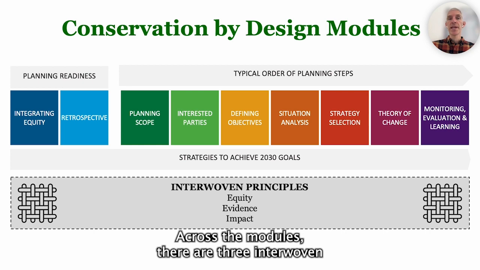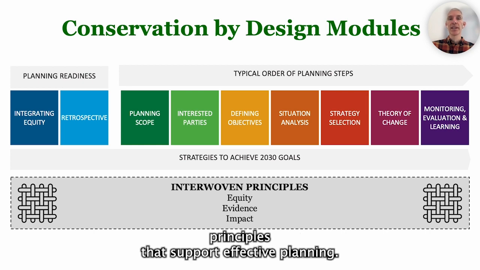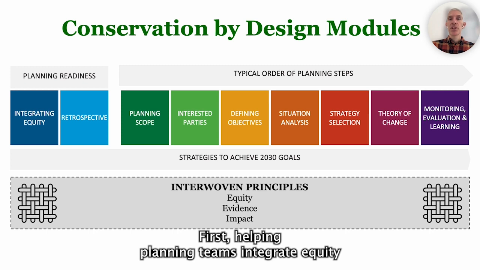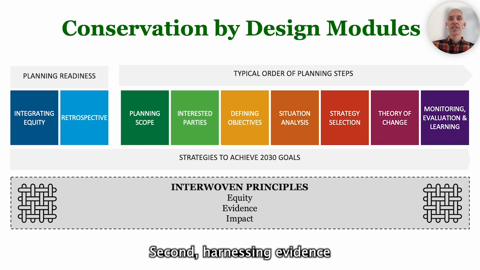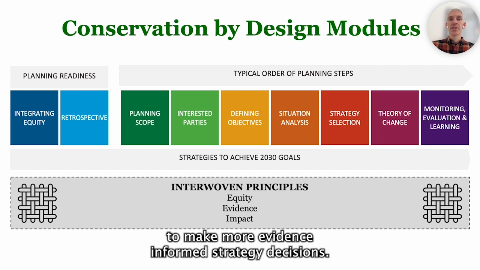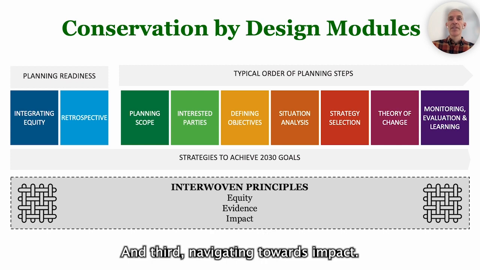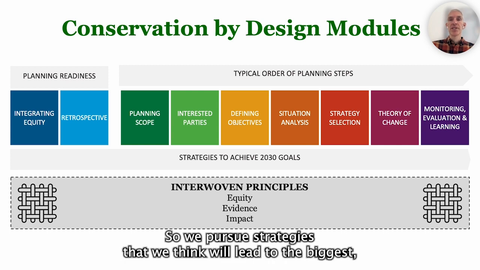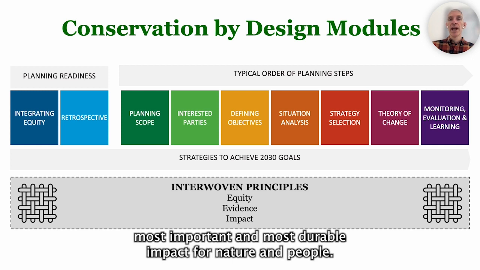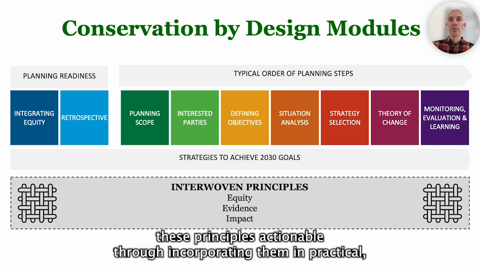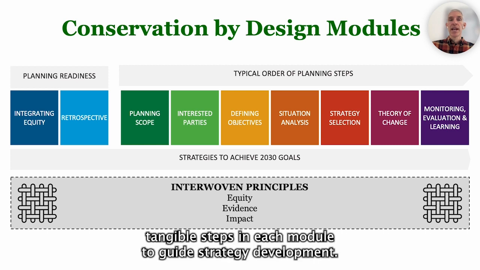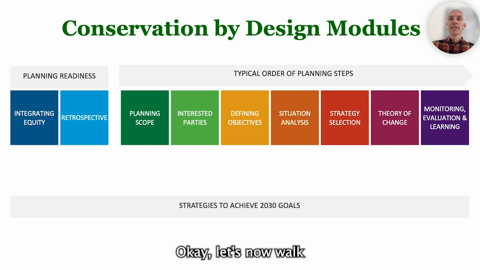Across the modules, there are 3 interwoven principles that support effective planning. First, helping planning teams integrate equity to build more equitable and inclusive strategies. Second, harnessing evidence to make more evidence-informed strategy decisions. And third, navigating towards impact, so we pursue strategies that we think will lead to the biggest, most important, and most durable impact for nature and people. Our intention has been to make these principles actionable through incorporating them in practical, tangible steps in each module to guide strategy development. Okay, let's now walk through the set of 9 modules.